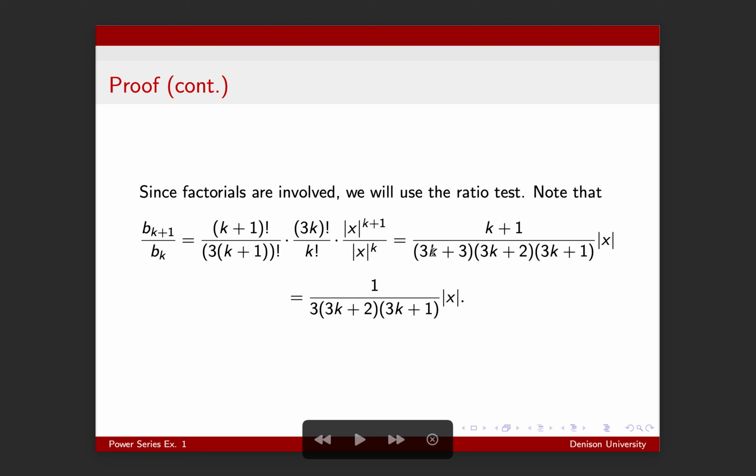If you look closely, there's actually one more thing we can simplify, which is the 3k plus 3 term. If we factor out a 3 from the 3k plus 3, we're left with k plus 1. K plus 1 cancels with the k plus 1 in the numerator, so we're left with 1 over 3 times 3k plus 2 times 3k plus 1, all times the absolute value of x.